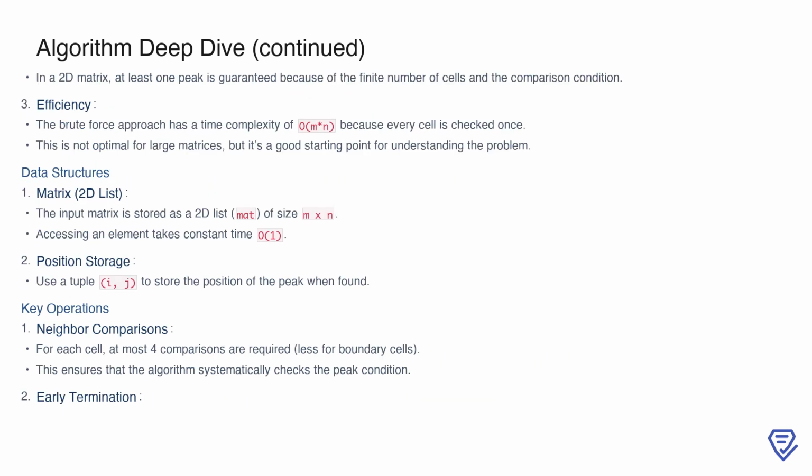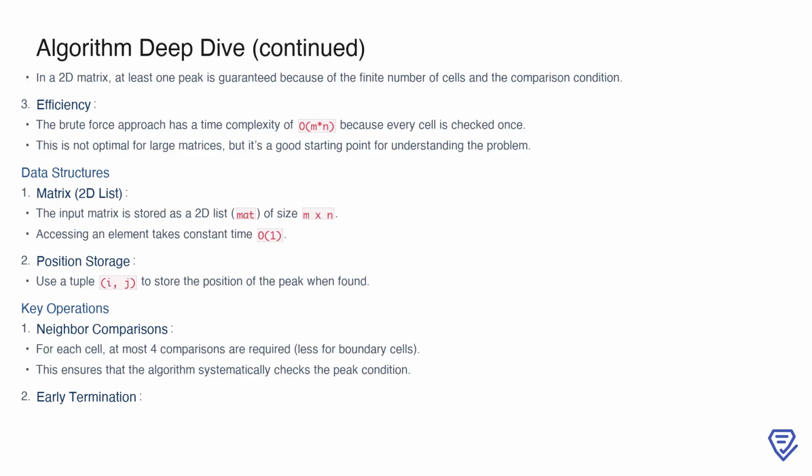The brute force approach has a time complexity of O(m*n), since every cell in the matrix is checked once. Although this is straightforward, it becomes inefficient for large matrices. Still, it's a valuable starting point for understanding the problem. In terms of data structures, the matrix is stored as a 2D list where accessing any element takes constant time. Additionally, when we find a peak, its position is stored as a tuple of row and column indices.